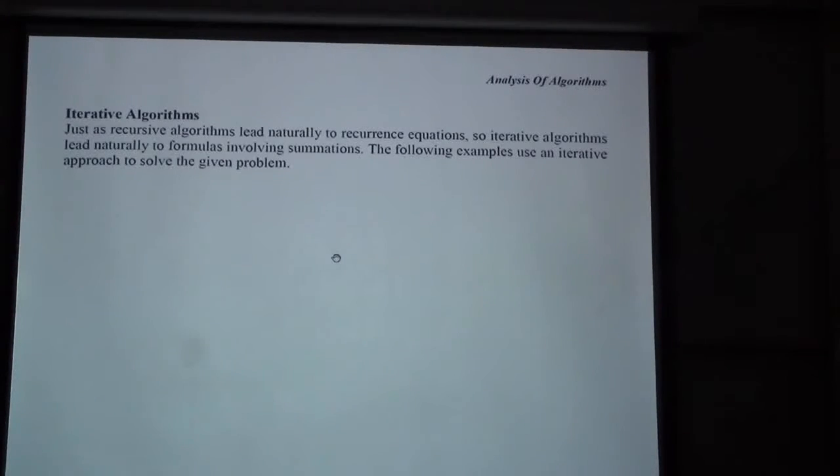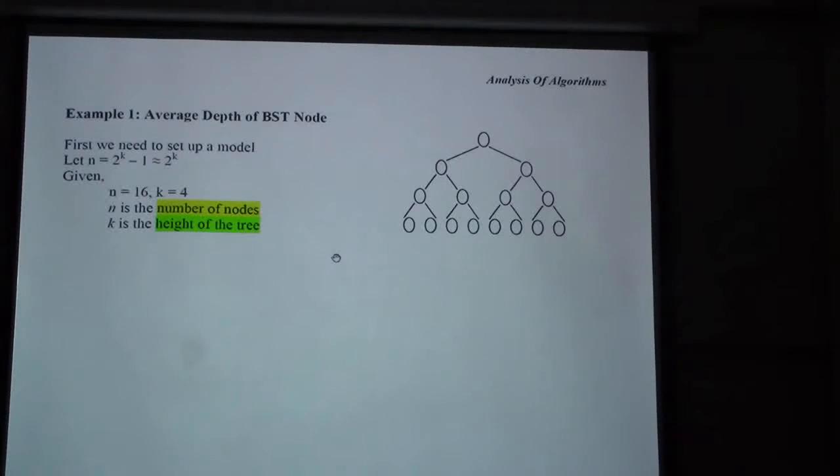How do you decode the code into the math? Just as recursive algorithms have recurrences, iterative algorithms have summations. Summations means we're adding things. Adding is very important. We have already seen some basic summations, like the summation as i goes from 1 to n of i. We know that's n times n plus 1 over 2. So let's take a look at this example here. Let's say we are looking at a binary tree.